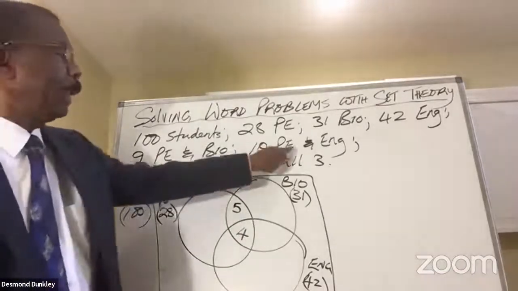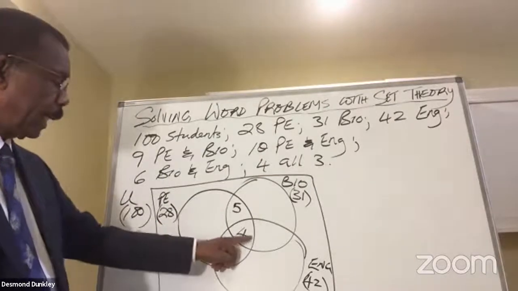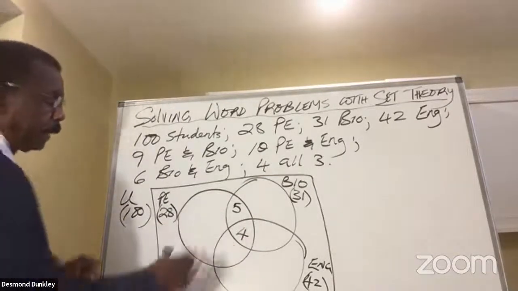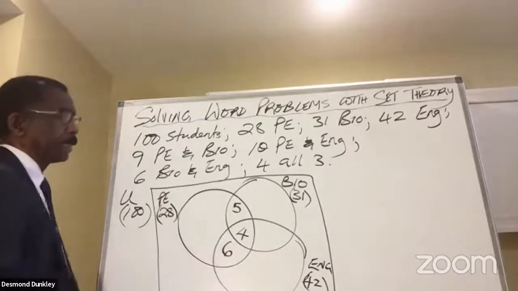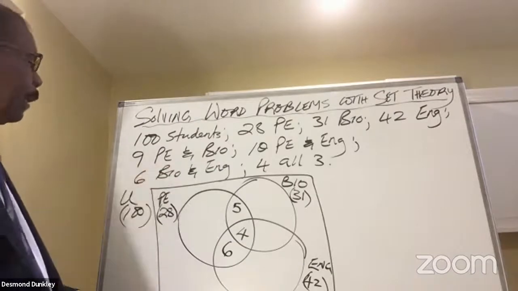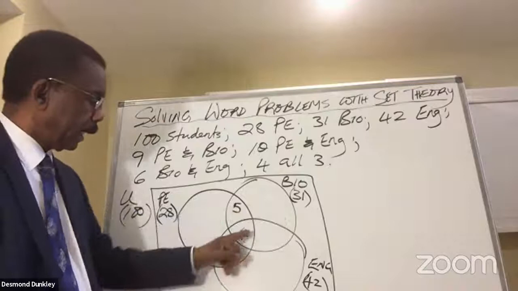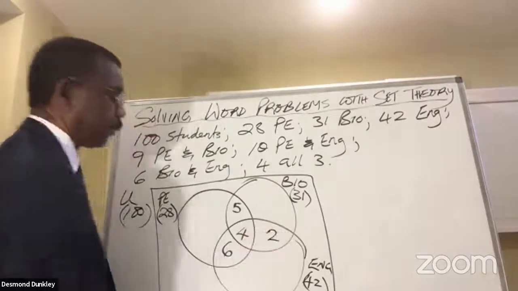Then 10 took PE and English, a total of 10 in that overlap. So if this is 4, this has to be 6. And then Bio and English, 6. Bio and English, this is 6. So therefore, this has to be 2.